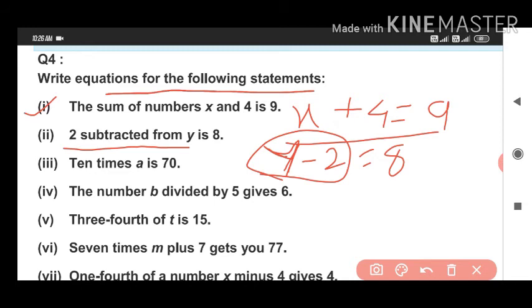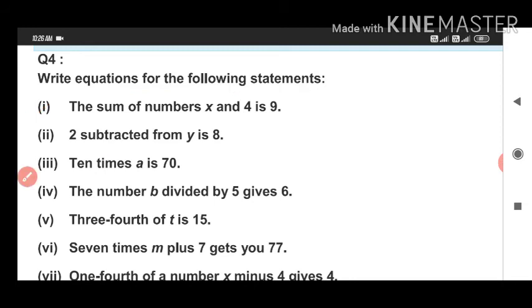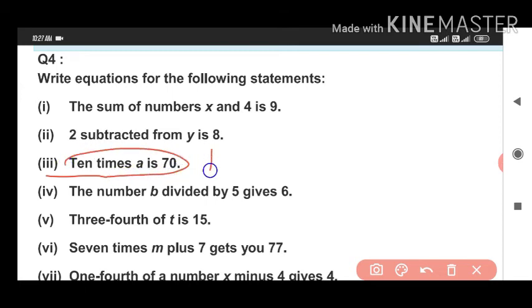Now come to question number 3. 10 times a is 70. Times means multiply. You have to remember, times means multiply. 10 times a means 10 multiplied by a. Again I am repeating, 10 times a means 10 multiplied by a. So simply we can write 10a.